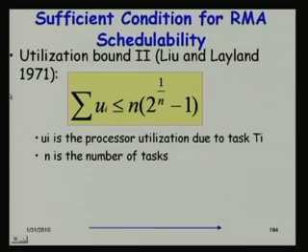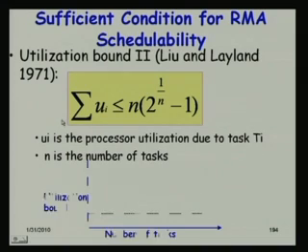And we had discussed the Liu and Layland criterion proposed by Liu and Layland in 1971, through a lengthy, complicated derivation. It said that if the utilization due to all the tasks in the set is less than n into 2 to the power 1 by n minus 1, where n is the number of tasks that we are trying to schedule, and if this is satisfied, then the set of tasks will surely be schedulable.